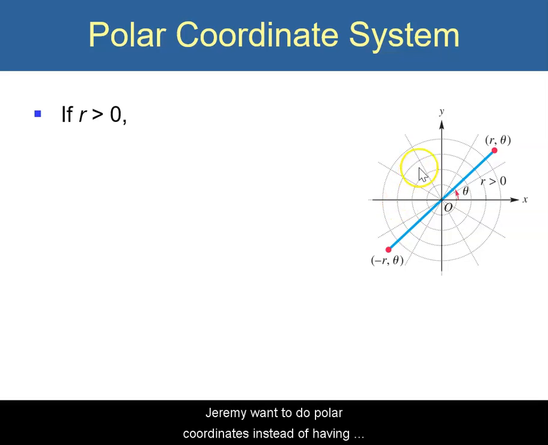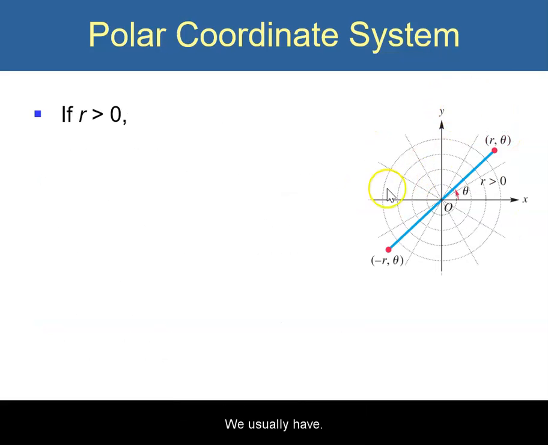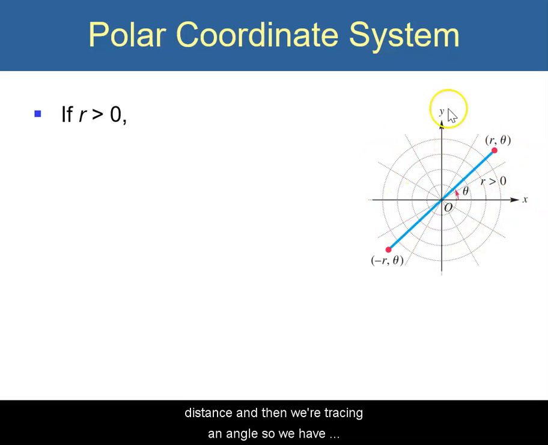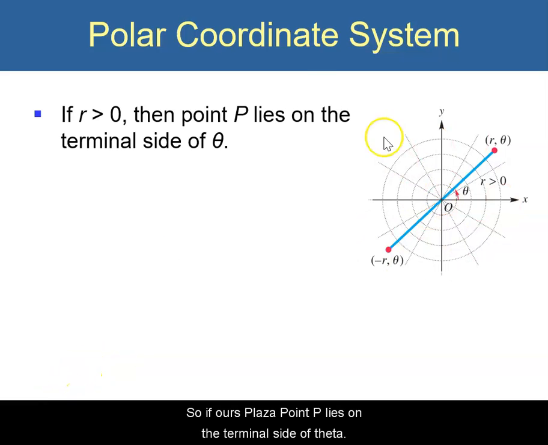Generally, when we do polar coordinates, instead of having a bunch of square grids like the rectangular coordinate system, we usually have lines to trace our radii, but then we have our circles since we're going out a distance and then we're tracing an angle. So we have the circles to help us trace out the angles that the radius to our given point has to go, right? Angle that gets swept.